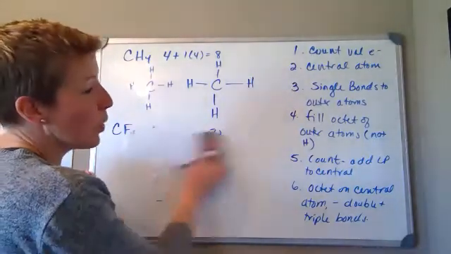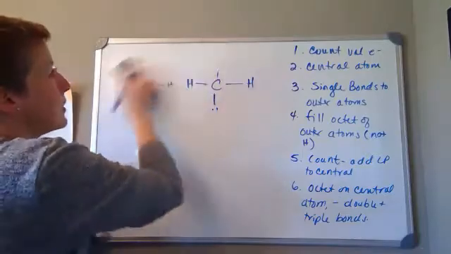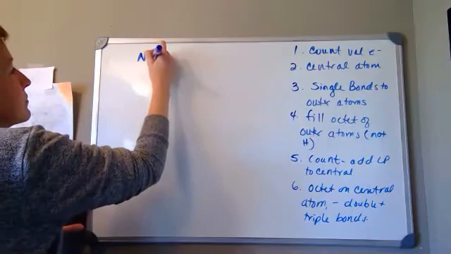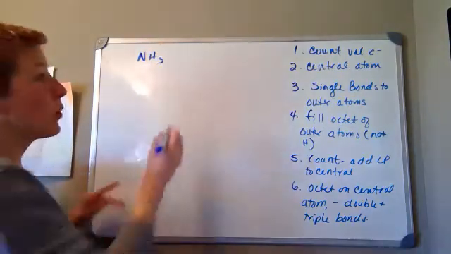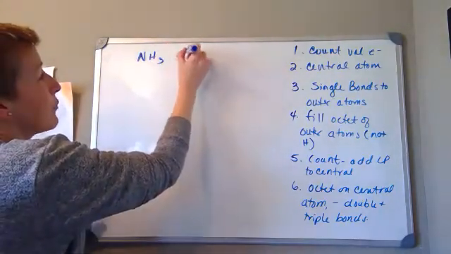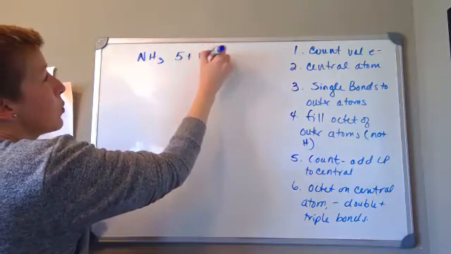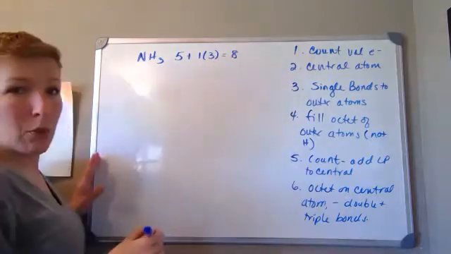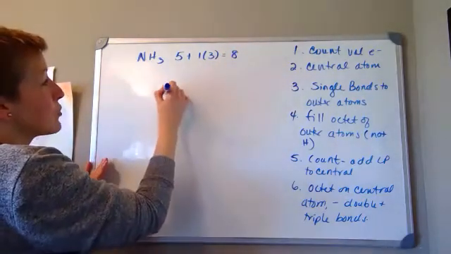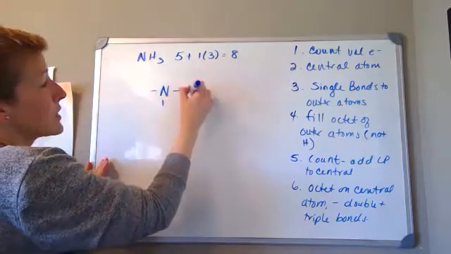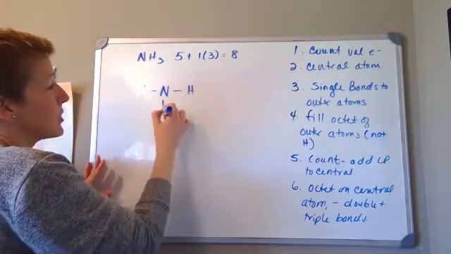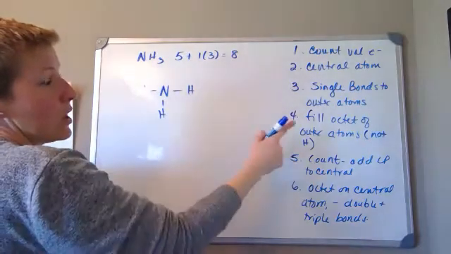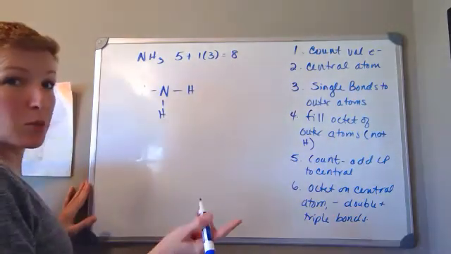All right, so let's do one where we have to add a lone pair. So we're going to do ammonia, NH3. All right, let's do it with the rules. We have 5 for nitrogen plus 1 times 3 for our hydrogens for a total of 8. We're going to put nitrogen in the middle, and we're going to draw single bonds to each one of the hydrogens, right? So we counted, we put our central atom, single bonds to the outer atoms. We don't need to fill the octet because we have hydrogen.